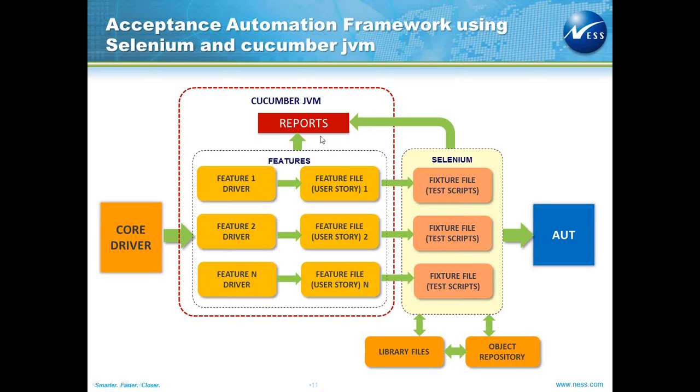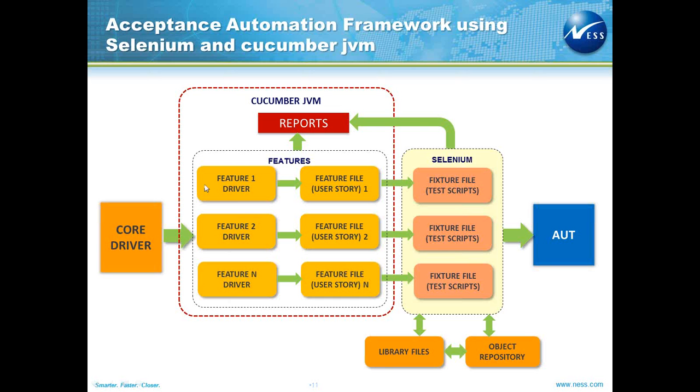And the reports are generated by the Cucumber JVM, and this particular framework is such that it is hooked to continuous integration, so that whenever there are builds which are getting deployed onto the test environment through continuous integration, once they get deployed, it will automatically start your smoke test, which is again in a very similar manner.